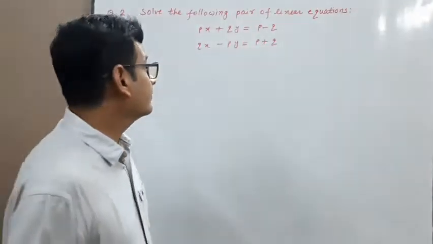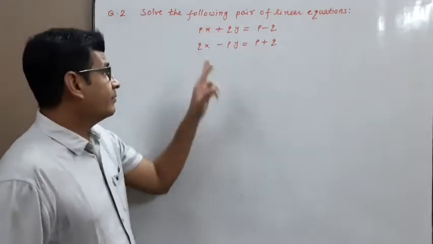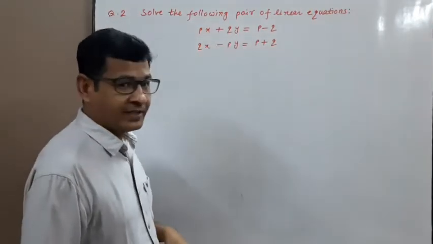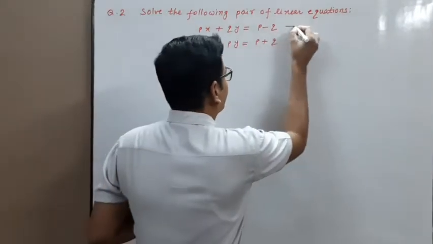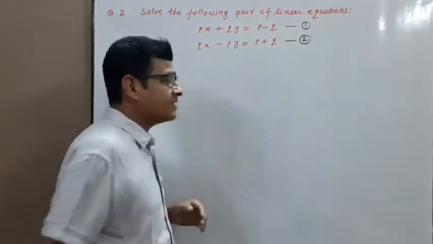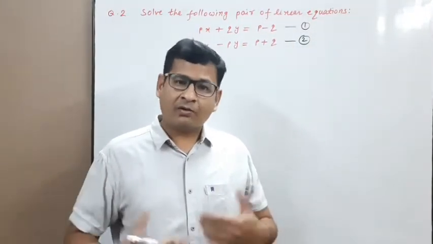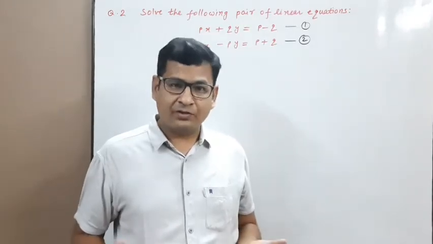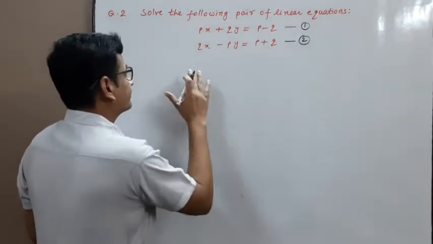Next problem. Solve the following pair of linear equations. px plus qy equal to p minus q, qx minus py equal to p plus q. Call them equations 1 and 2. To solve these two equations, we can use substitution method, elimination method, or cross multiplication method. Which do you like, or which is easier?